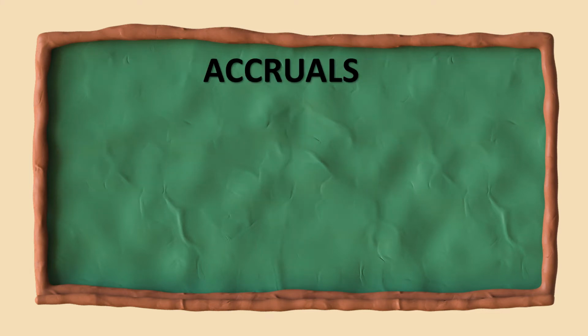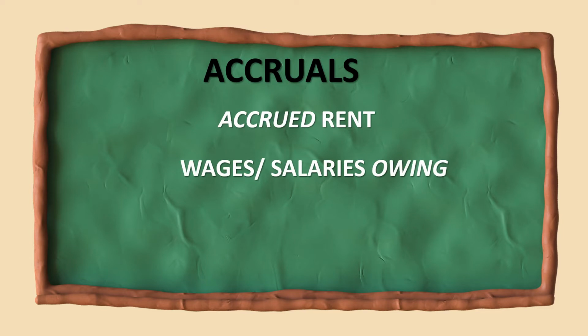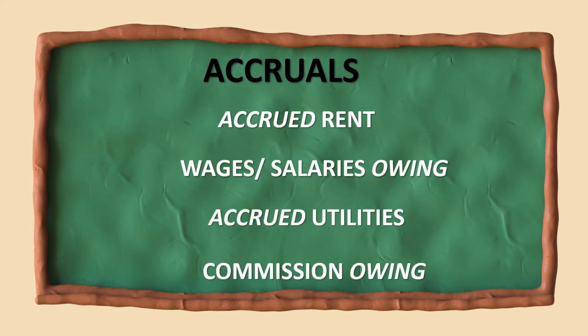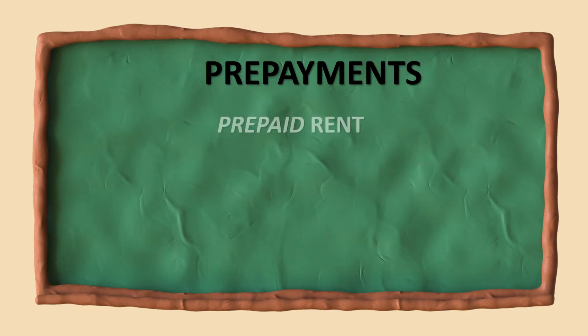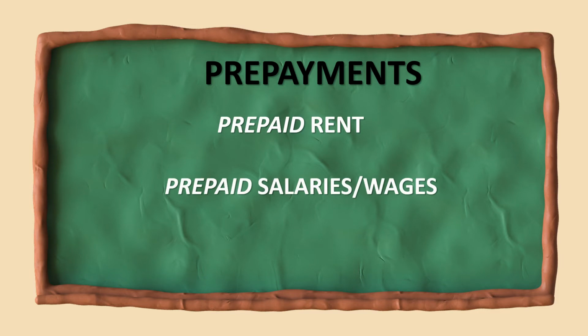Examples of accruals are accrued rent, wages or salaries owing, accrued utilities, and commission owing. Examples of prepayments are prepaid rent, prepaid salaries or wages, and prepaid utilities.